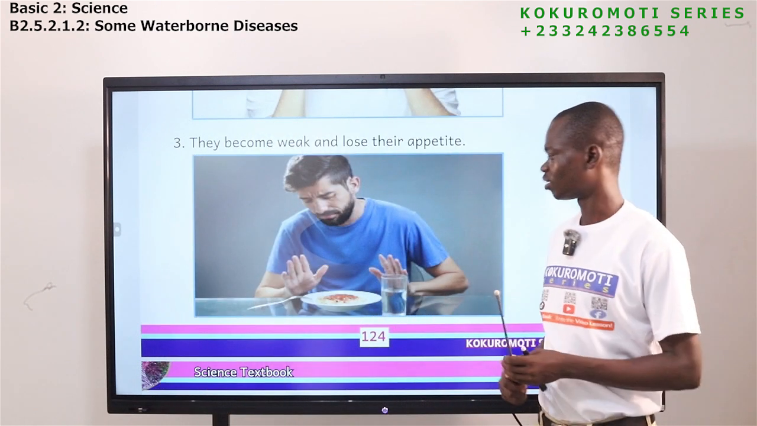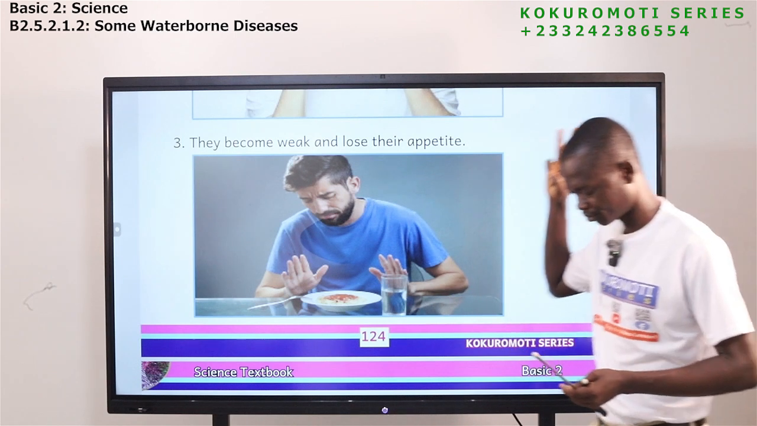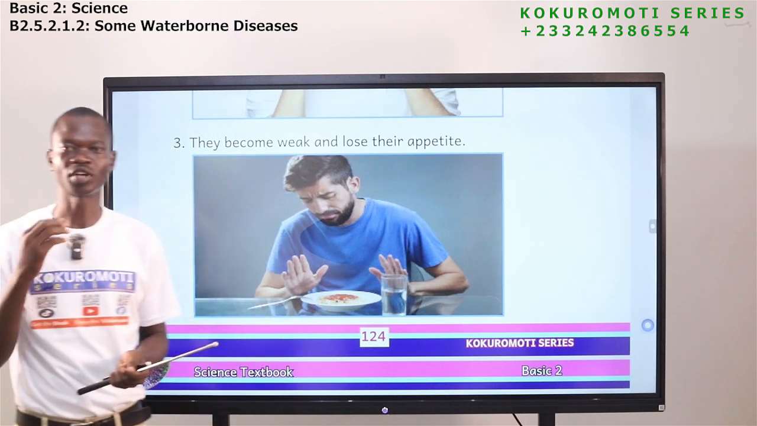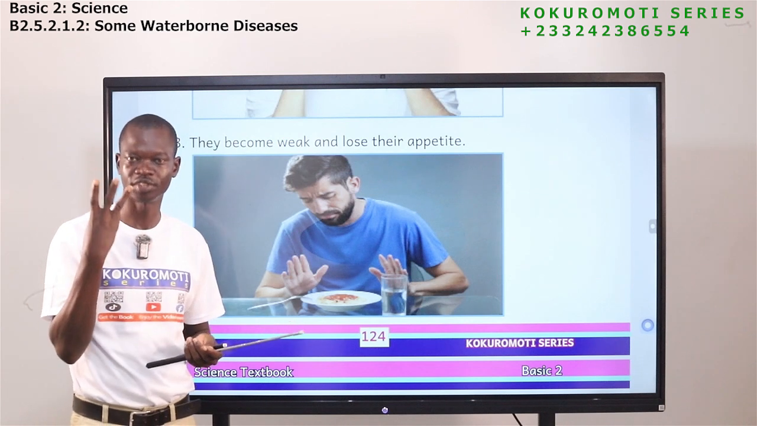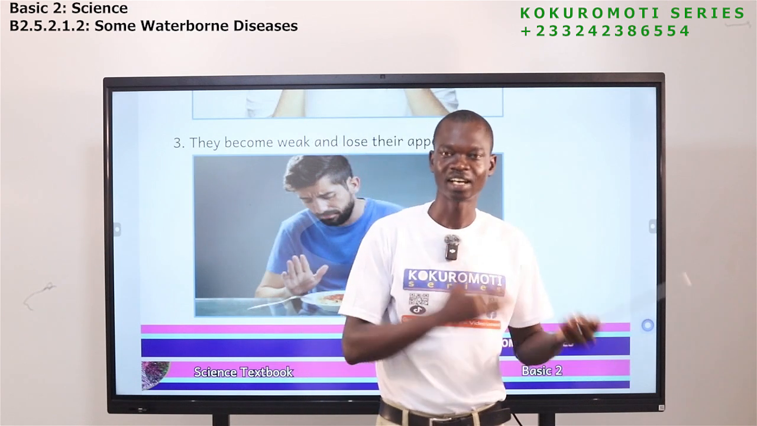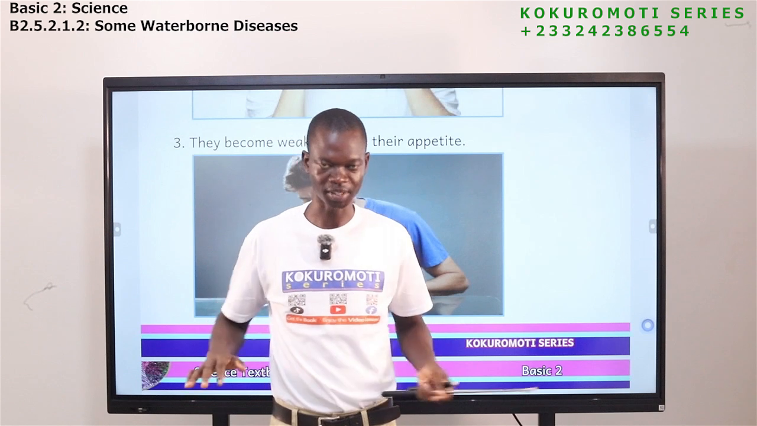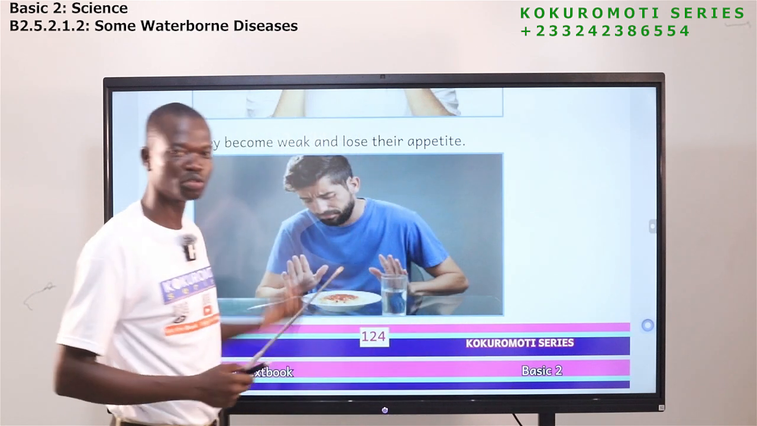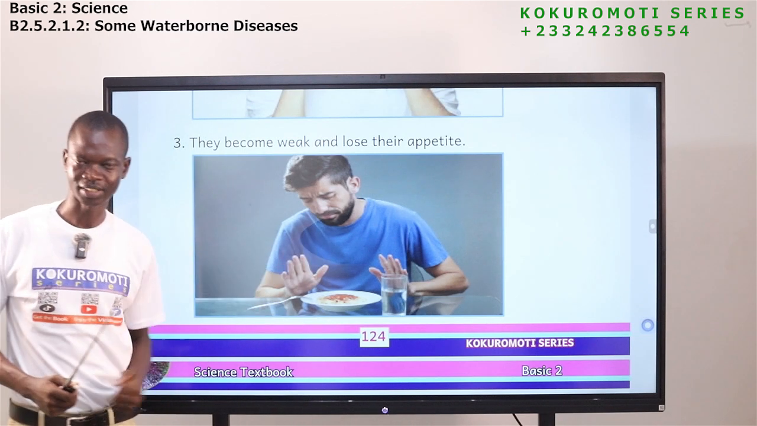They lose appetite. Okay, so we have seen three what? Waterborne diseases. One, cholera. Two, diarrhea. And then three, typhoid. So if you are asked to give examples of waterborne diseases, at least you should be able to give three. And then you should be able to explain what waterborne diseases are. I said that they are diseases that we get when we drink water that is what? Contaminated. Water that is what? Polluted. Okay. And I showed you two different pictures of water, where one was dirty, one was not dirty.